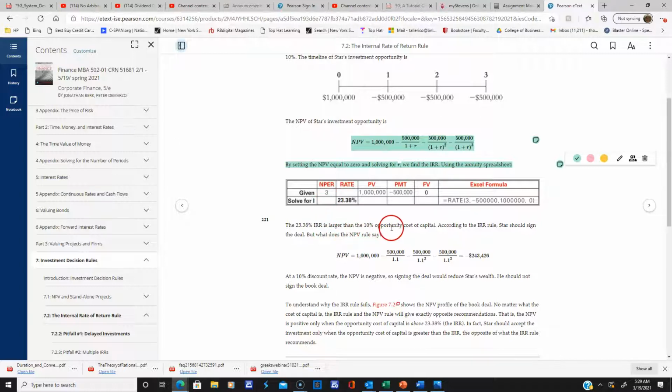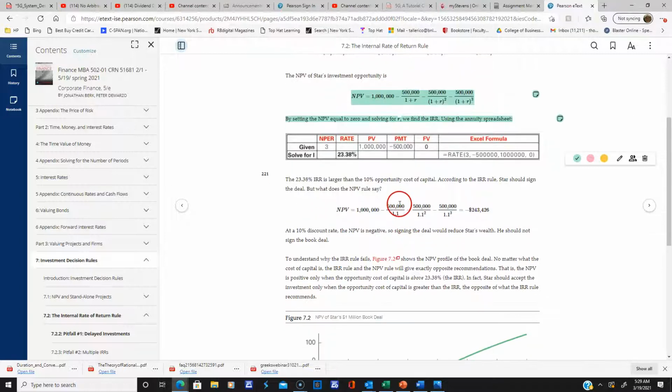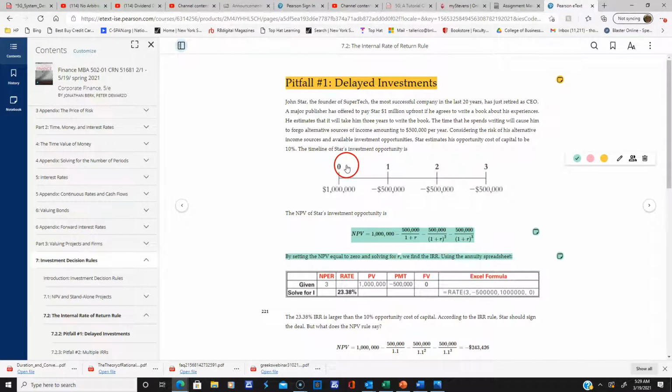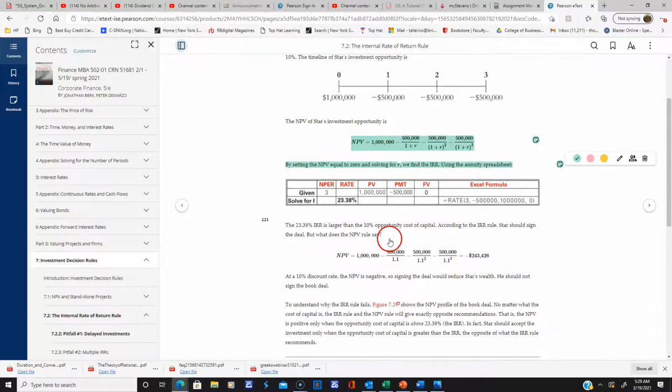So this is larger than the 10% opportunity cost of capital. So according to the internal rate of return rule, Starr should sign the deal, but what does the net present value rule say? Okay, so now according to internal rate of return, it says do the project, right? Because this is greater than the 10%. Okay.